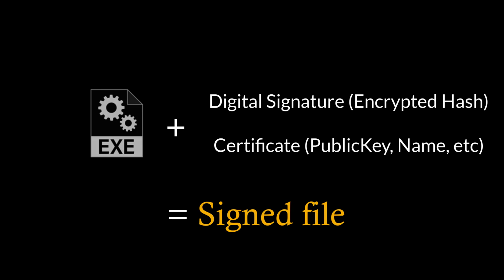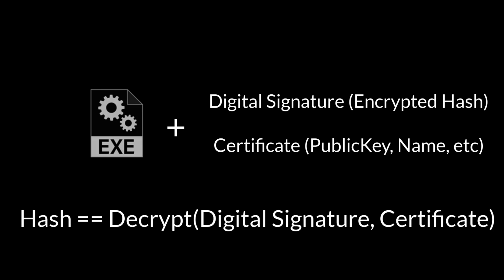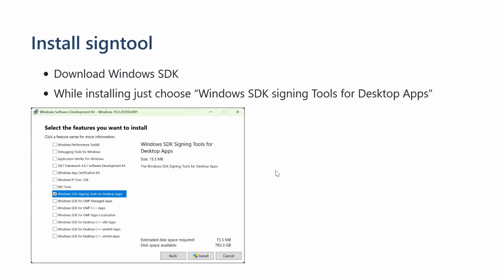So when the target user is installing the software, he will use the certificate to decrypt the digital signature and then match the hash of the exe file with the decrypted digital signature. If both of them match, you are sure that the signature is valid. If the software is tampered with, the decrypted signature will not match the hash and we can easily verify that the software is tampered.